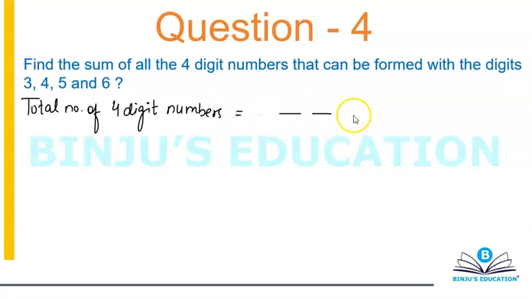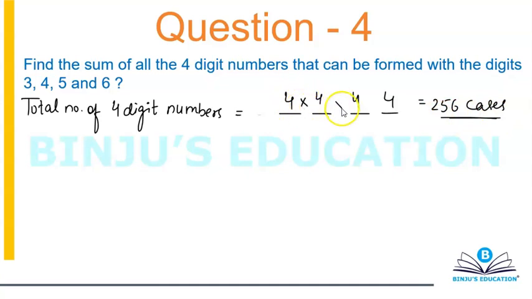So 4 dashes. Now repetition will automatically come because we just discussed that 4444 is also a valid 4-digit number. So we will have 4, 4, 4 and 4, that is a total of 256 cases. Now there is no condition given to us, right? If there is no condition given to us, it means every digit at every position will come an equal number of times.